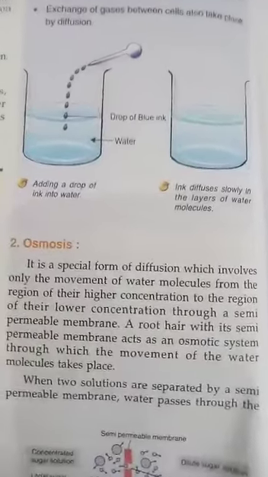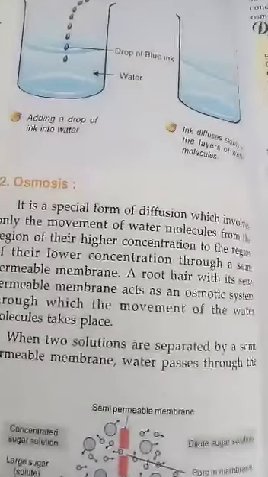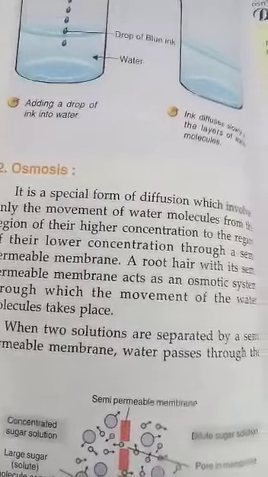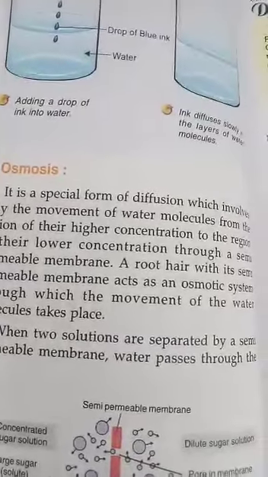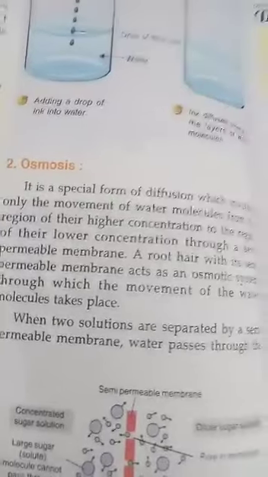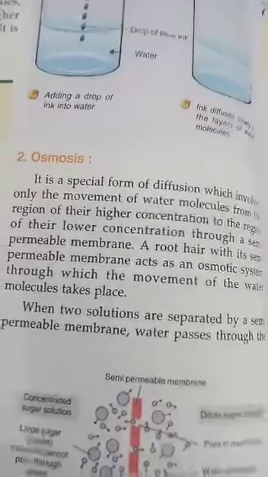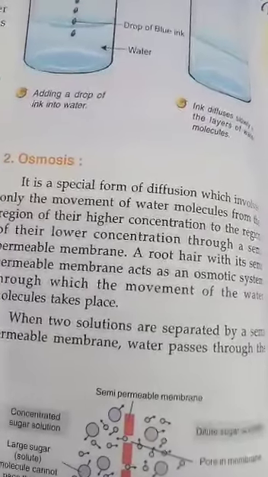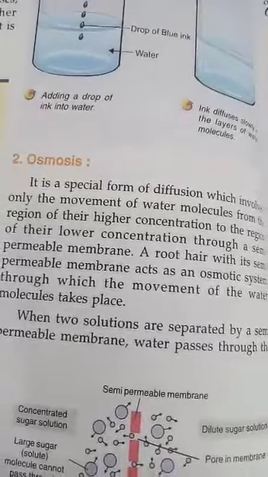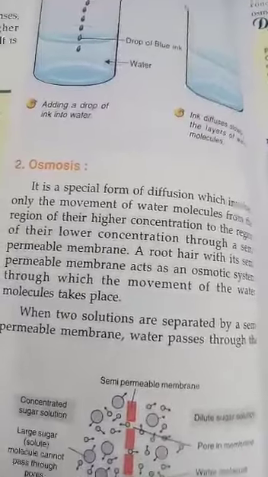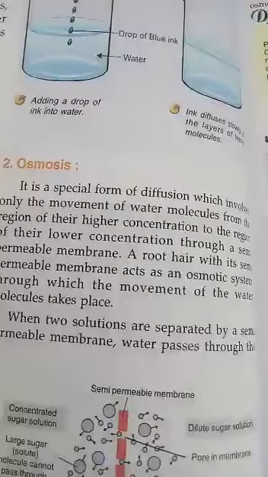Now comes osmosis. What is osmosis? Osmosis is a process of the same thing, movement of water molecules from the region of higher concentration to the region of lower concentration. But here what is required? A semi-permeable membrane is required. Now what is this semi-permeable membrane? For example, I just told you all roots contain root hairs. So these root hairs act as a semi-permeable membrane which allows only certain substances to go in and out.